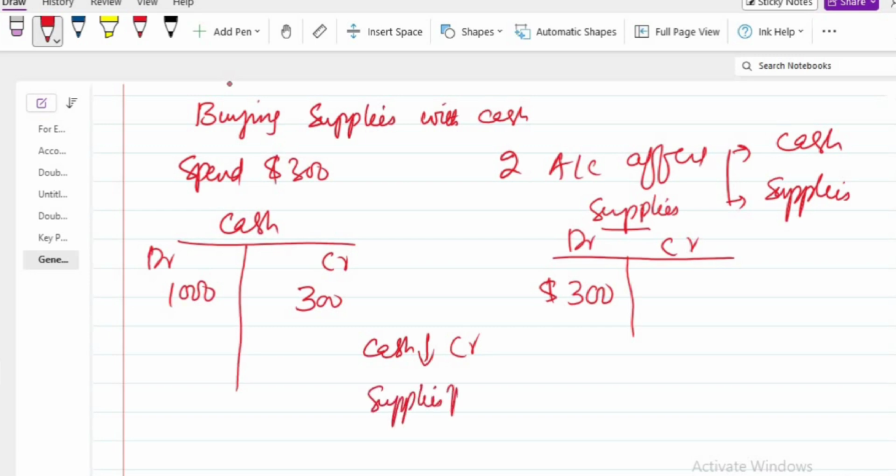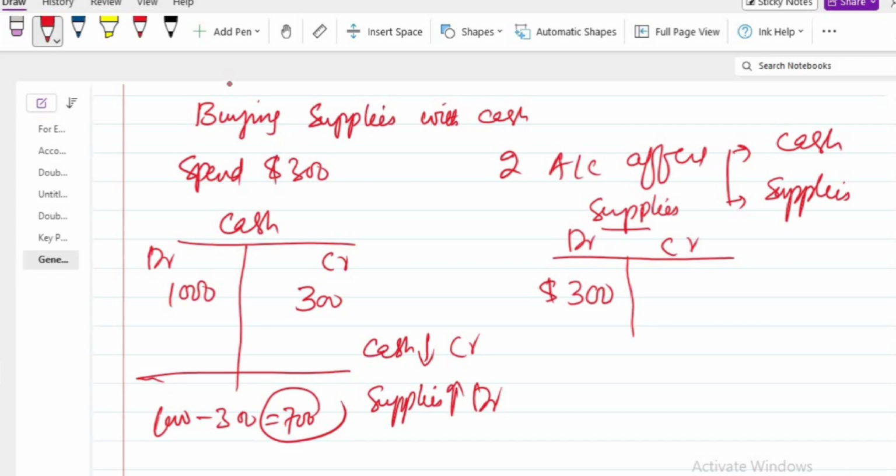Clear? So cash decreases by 300, credits are because it's an asset going down, and supply increases by $300, debits are because it's an asset going up. Now the cash balance: 1,000 was at the start, and now you have decreased it by 300, so the remaining balance will be 700. Clear? So your remaining cash balance will be 700. Fine. Good. Okay, this is all about general ledgers and key accounts.